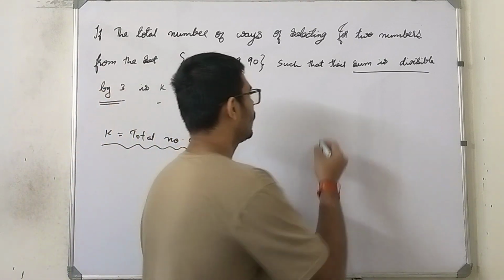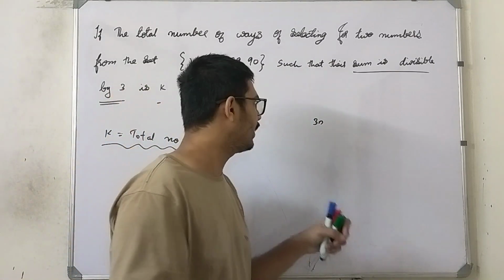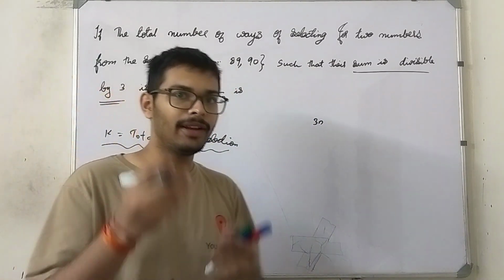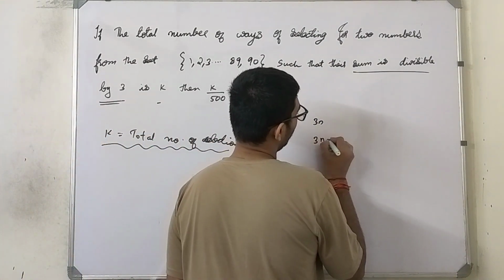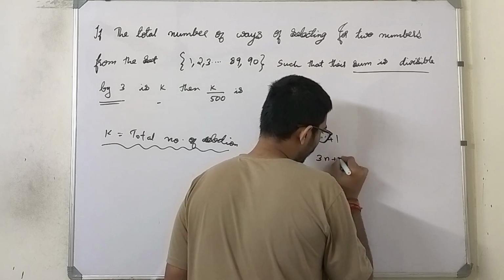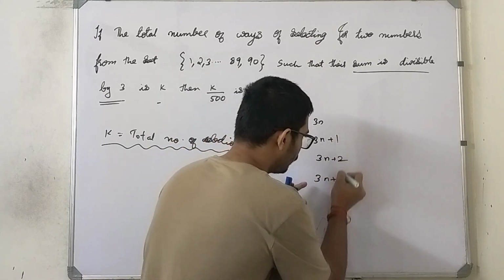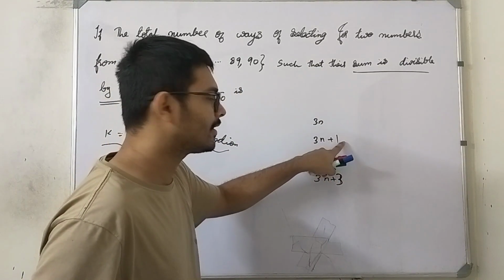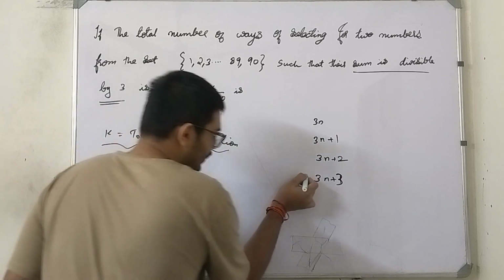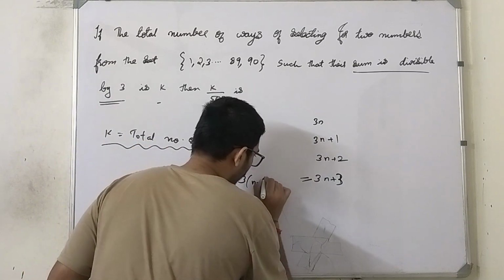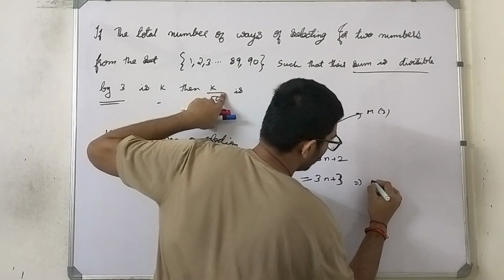Now see this. If I take a number 3n, which is a multiple of 3, what will be the next number? If it is a natural number, it will increase 1 by 1, which means the next number will be 3n plus 1, and the other number will be 3n plus 2. If we add 1, we get the next number, and if we again add 1, we get another number. Then 3n plus 3 is again a multiple of 3.